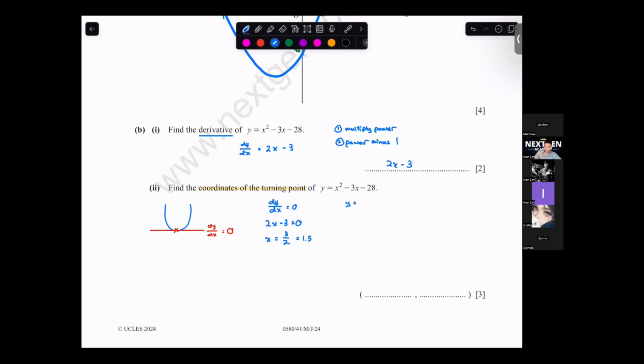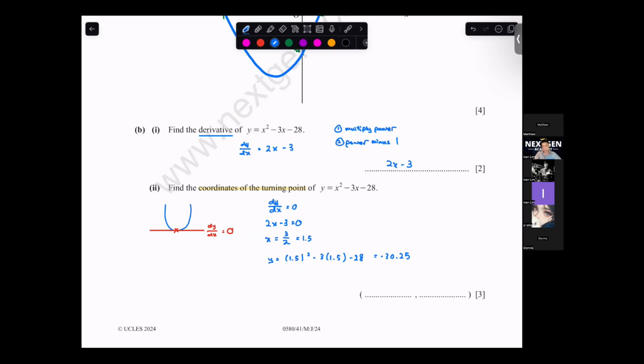So you substitute your x into the y here. So here will be 1.5 squared minus 3 times 1.5 minus 28. Go and calculate this, you get negative 30.25. Do you know how to double check whether this is correct? Use your calculator again, maximum point, minimum point. Please know that you can use your calculator to just double check it.